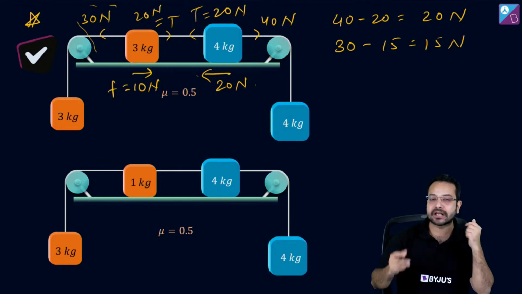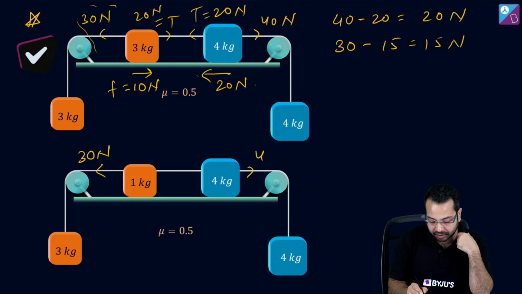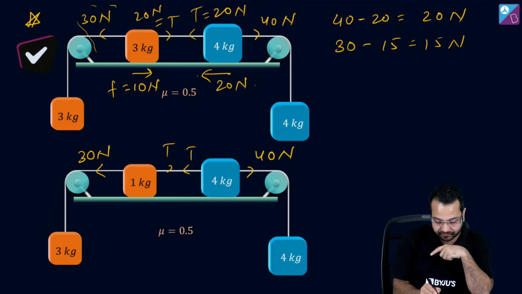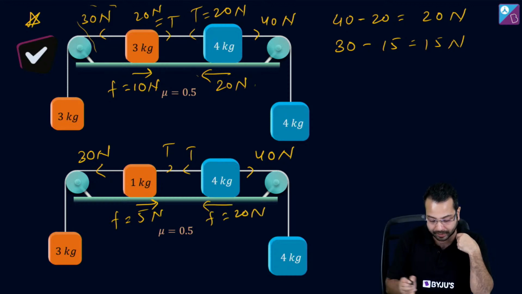Whereas when we look at the other situation, so this 30 Newton is non-negotiable, this 40 Newton is non-negotiable, there is tension, and then the friction, the maximum friction that can act over here is how much? 5 Newton. The maximum friction that can act over here is 20 Newton.